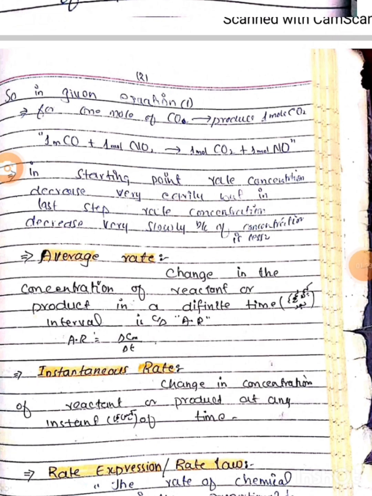Now we are discussing the average rate. Change in the concentration of a reactant or a product in a definite time is called the average rate, and this is expressed like this.